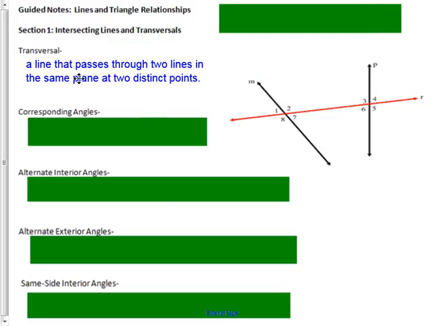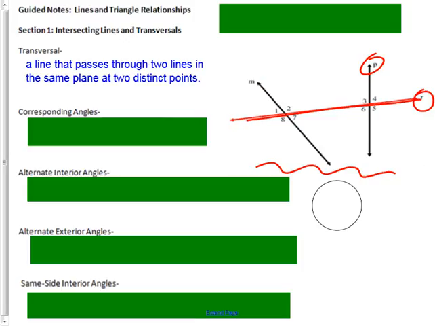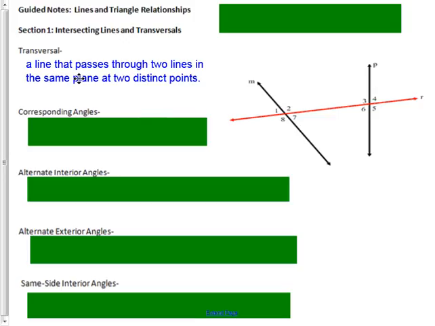Well, a transversal is a line that passes through two lines in the same plane at two distinct points. So in our example over here, we see we have two lines, M and P, being cut right like this by line R. So in this case, we would say line R is our transversal. It's the one that's cutting through the other two lines there.